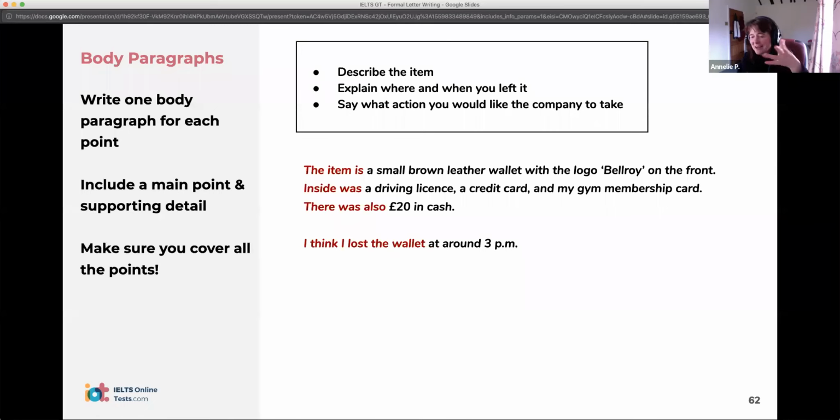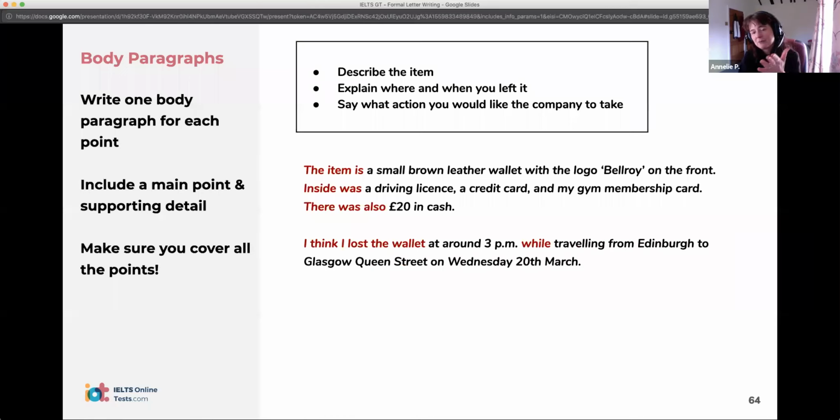Okay, exactly, Juan. The 10:30 train from London to Edinburgh, yeah, or the number of the train. Very specific. Okay, so for traveling, for example, from Edinburgh to Glasgow on Wednesday, the 20th of March. Very good. And then a bit more specific to help them. I was deeply asleep. Okay, that's good. It's not quite what we're looking for. How can you focus their attention a bit more so they can find the item more quickly?